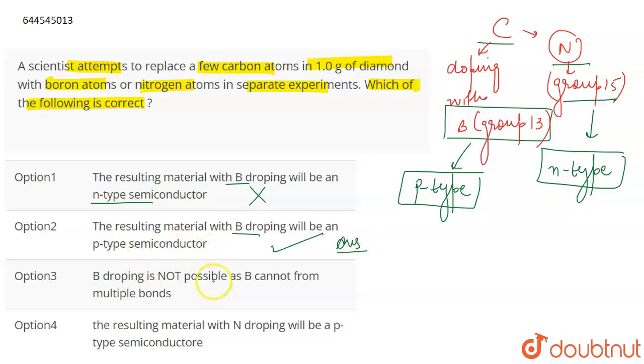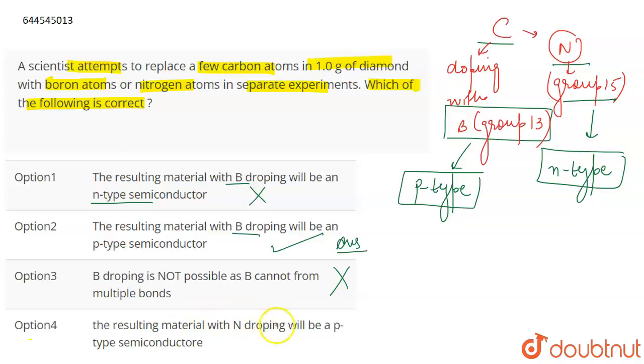Okay. B doping is not possible as B cannot form multiple bonds. Now this is no reason, right? B doping is possible. Carbon can be doped with boron, right? And it can lead to the formation of a p-type semiconductor where the number of holes are more.